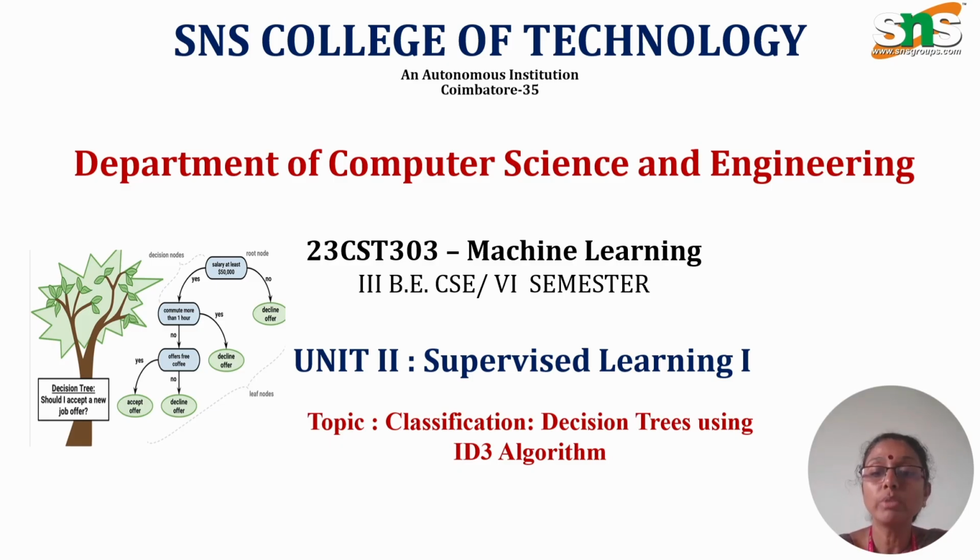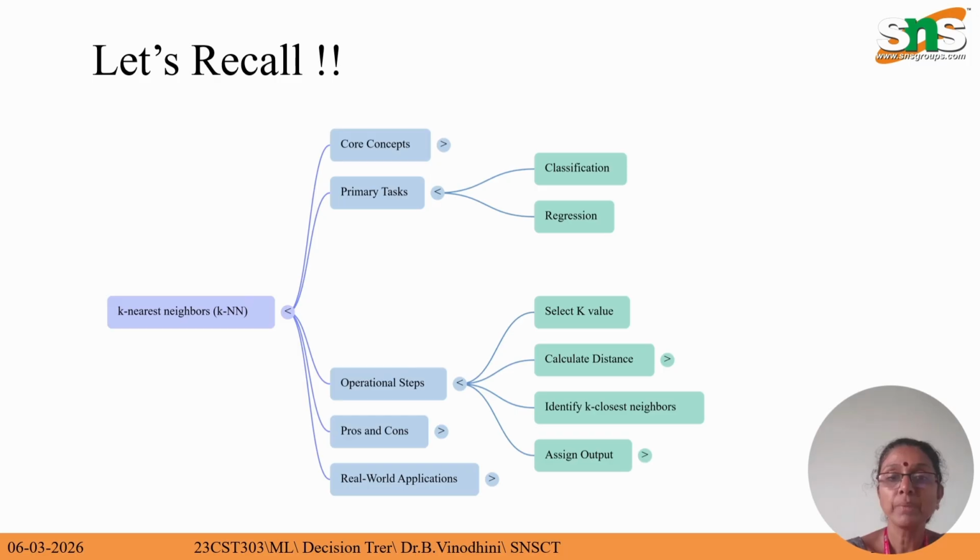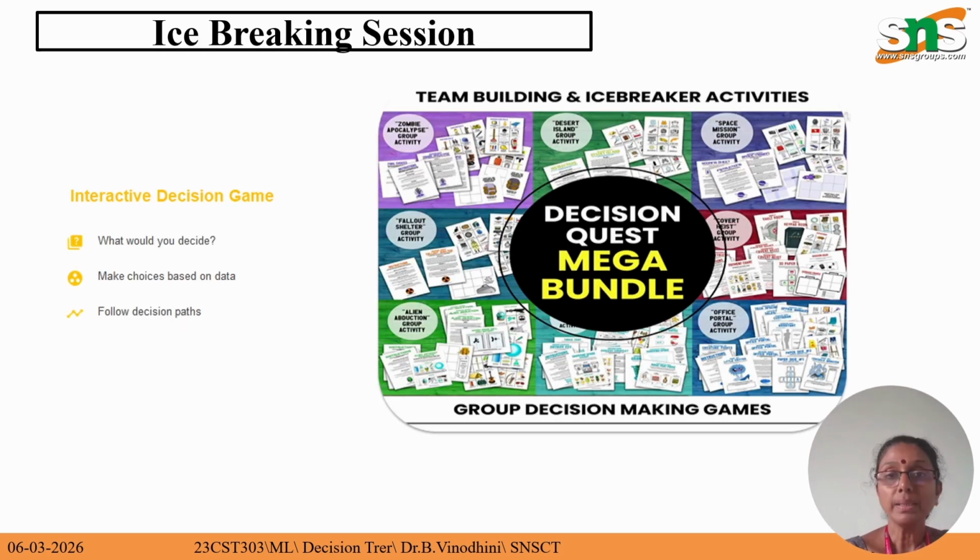In today's session, we are going to see the topic of decision tree using the ID3 algorithm. Decision tree belongs to the supervised learning method. In the previous session, we have seen the k nearest neighbor, and how a new class label is predicted using the k nearest neighbor algorithm. Today, we are going to see how we can classify the particular classes using the ID3 algorithm.